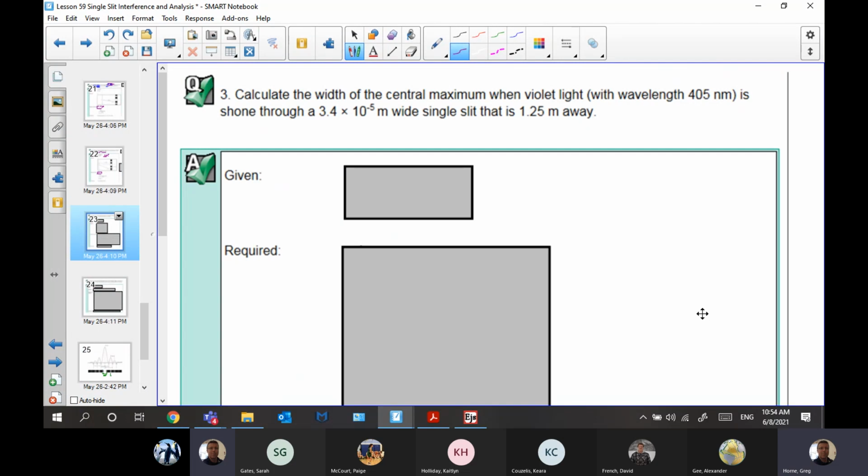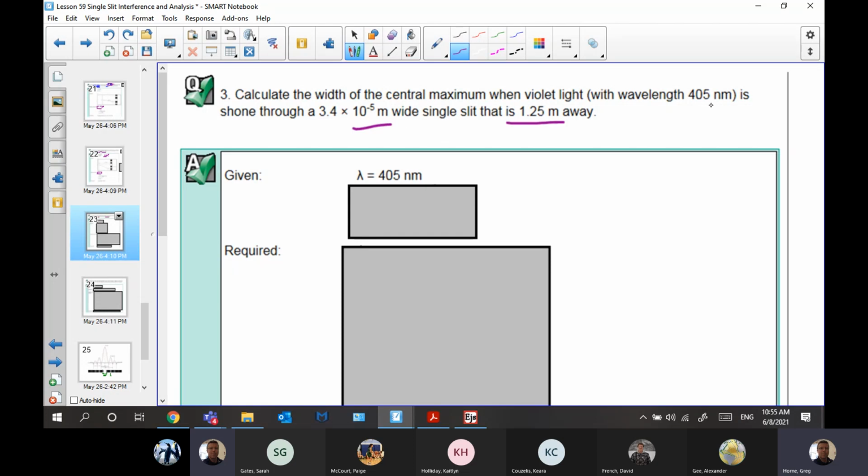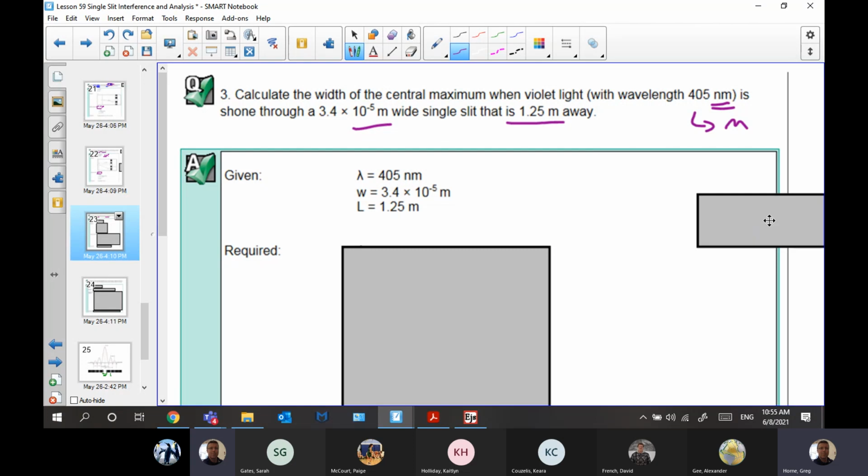So we've got, calculate the width of the central maximum when violet light, so they gave you a wavelength, is shone through a 3.4 times 10 to the negative 5 meter wide slit that is 1.25 meters away. Notice we're given meters and meters there. The wavelength is in nanometers, so we're going to be converting that to meters. So we have meters working with meters, of course. At some point. They're not showing it yet, but you'll see in a second, I suspect.